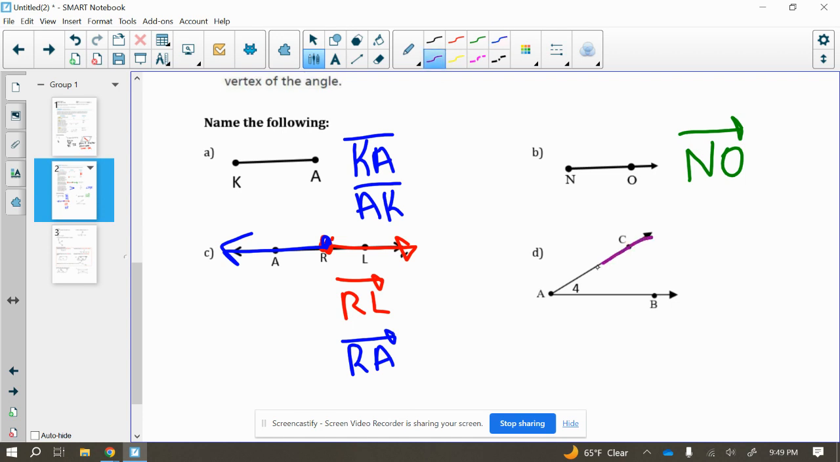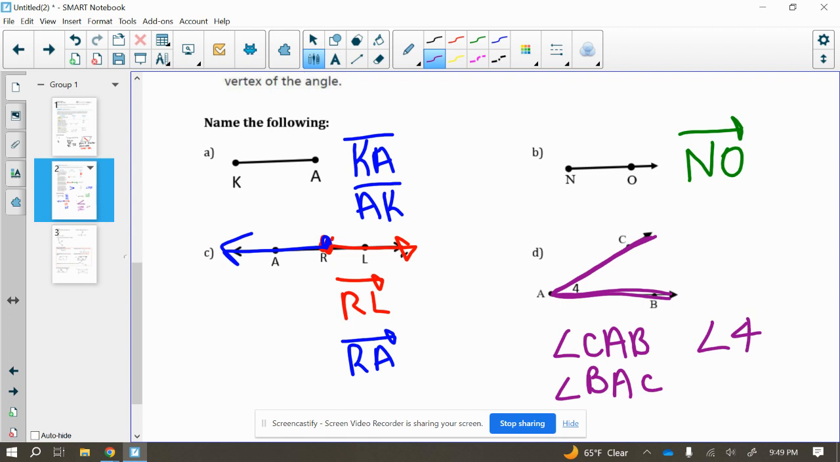And then last but not least, a couple options here for our angle. We could say CAB, or go that opposite direction and say angle BAC. We have angle 4, or we could just name this with its vertex, angle A.